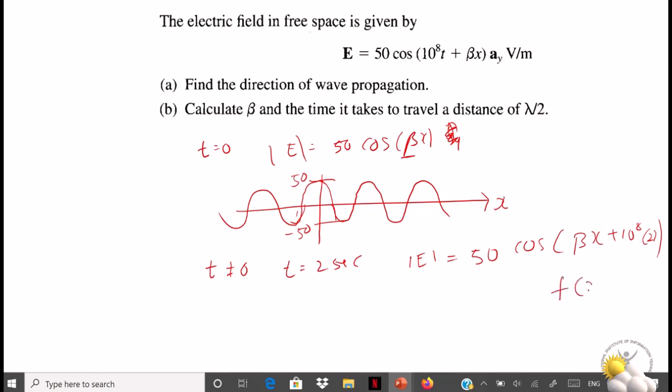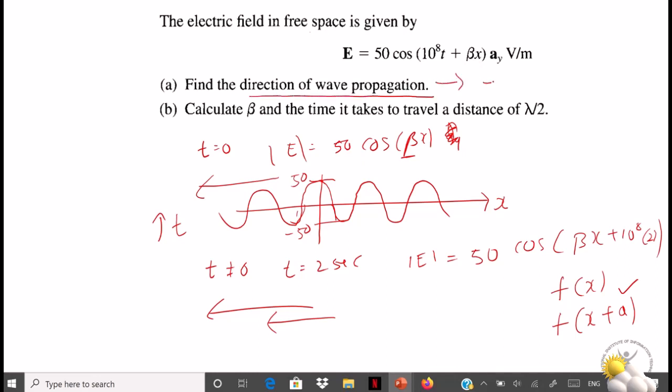If you have an f of x and you shift it, if you do an f of x plus a, what does it mean in signals and systems? You have read it already. It is like shifting to the left. So as you increase this a, it shifts more towards this direction. So this wave is going to shift as the time increases. So I can say it's propagating in the negative x direction. The disturbance in the electric field is propagating in the negative x direction.